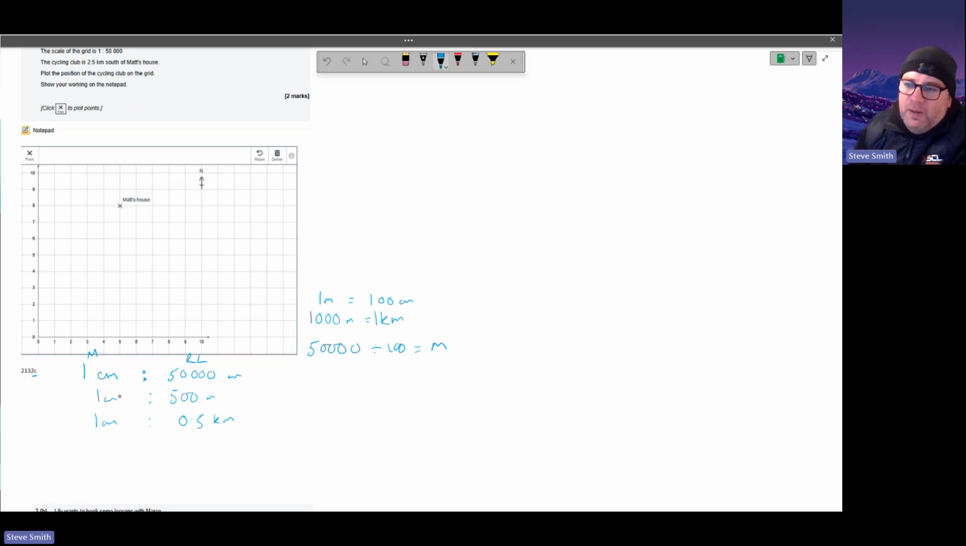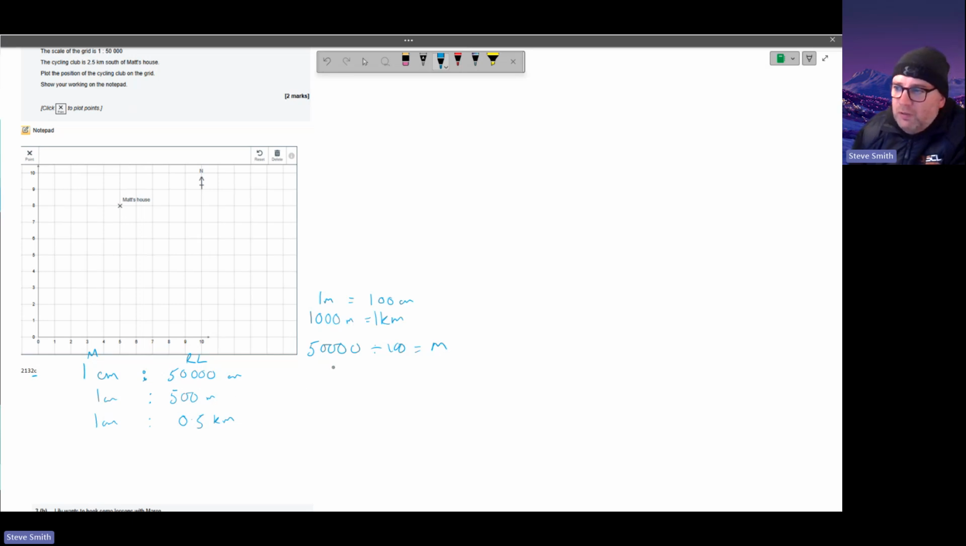So we can clearly see that we've kept our 1 centimeter on the grid at all times, but we've shown the equivalent. When it says centimeters at the top here, we've said 50,000. Then we've changed it to 500 meters. We divided it by 100. Then we divided it by 1,000. We got 0.5.